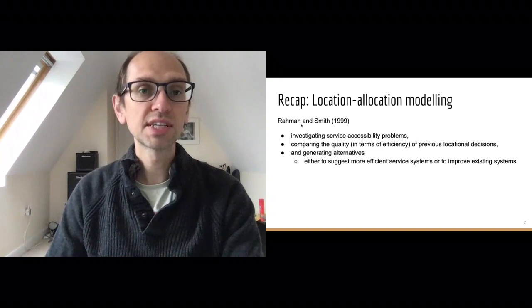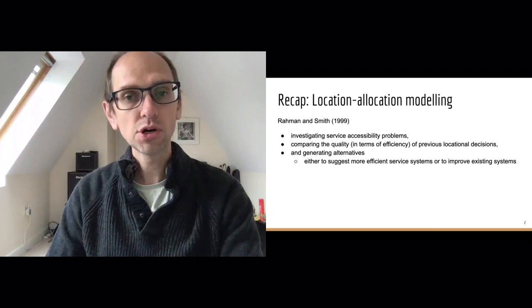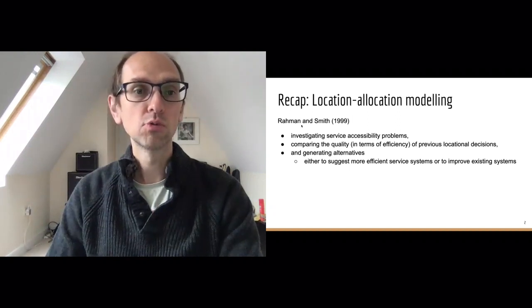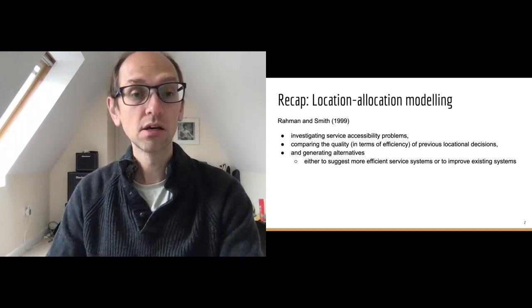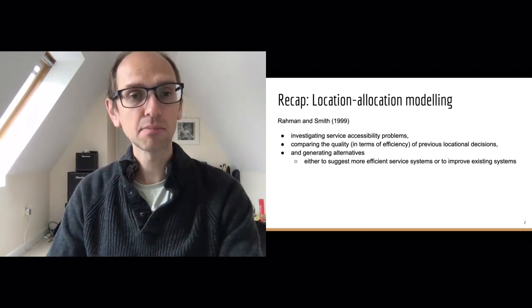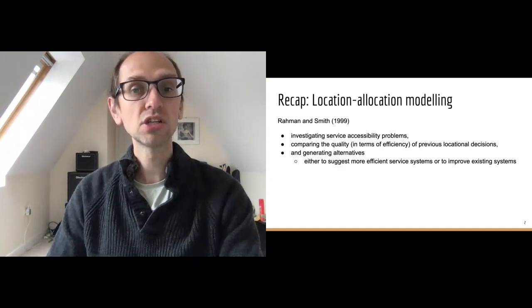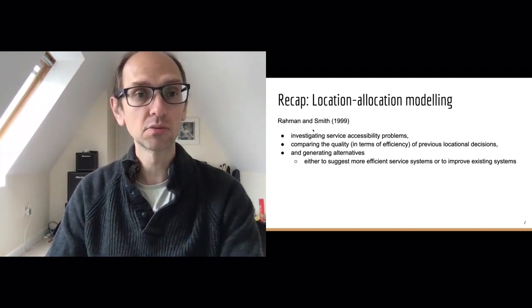So first of all, let's recap about location allocation modelling in general. So we know that when we're working with a health service client, we'll be doing one of several things. So that might be investigating accessibility to the service. How easy is it for patients to access facilities that deliver healthcare? Comparing the quality in terms of efficiency of previous decisions, and that's what we're going to look at today and in the labs. And also we might be generating alternatives, so we might be suggesting alternative ways to configure the system that would make it more efficient and improve patient outcomes.